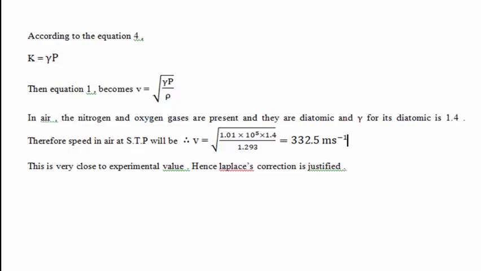In the next video, we will discuss the equation of a progressive wave, and we will solve some problems on the equation of a progressive wave.